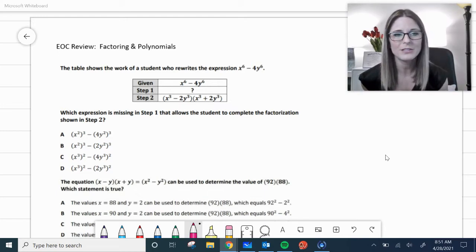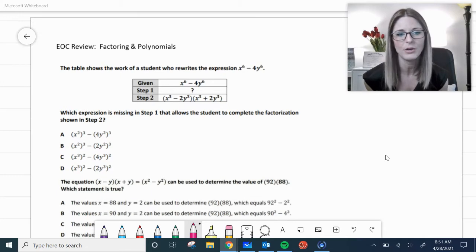So let's look at this first one at the top. You've got a table, shows the work of a student who rewrites the expression x to the 6 minus 4x y to the 6. And you've got your steps there. Which expression is missing in step 1 that allows the student to complete the factorization shown in step 2?